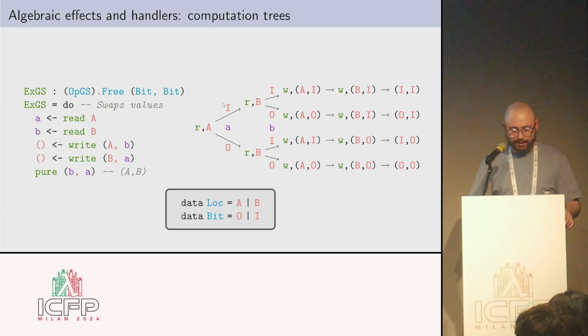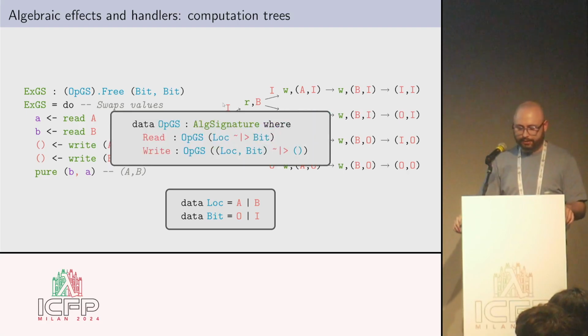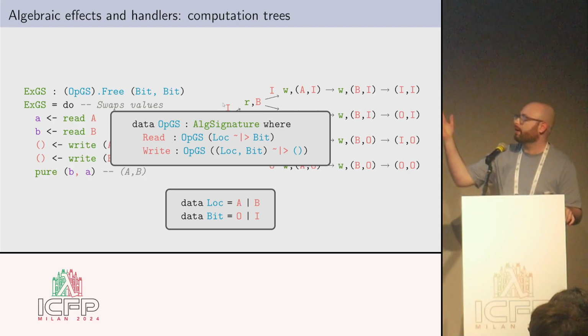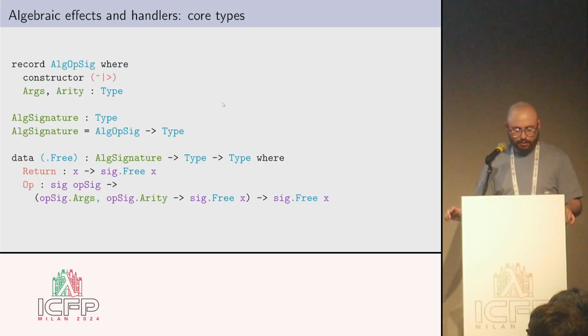So how do we actually get access to these operations read and write? Well, we're going to define an algebraic signature. So here I've defined an algebraic signature, op.gs, which consists of 2 operations, read and write, which are just data types. And we see here that we said that read goes from location to bits, and write goes from locations paired with bits to unit. OK, so that's normal computation trees.